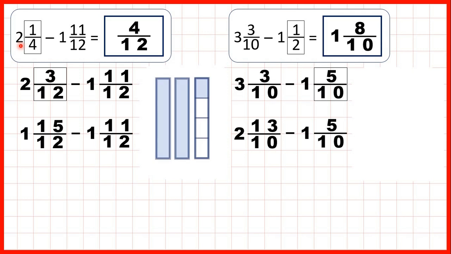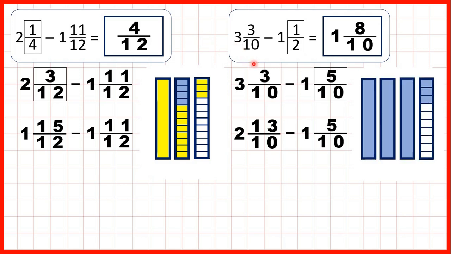So for this first question, we started with 2 and 1/4, but we needed to subtract 12ths, so we changed that 1/4 into 3/12. But we needed to subtract 11/12, so we exchanged one of our wholes for 12 more 12ths, and if we do that here, we now have 1 whole and 15/12. So now we can take 11/12 away, 1, 2, 3, 4, 5, 6, 7, 8, 9, 10, 11, and we were also subtracting 1 whole, and that left us with just 4/12 left in blue.